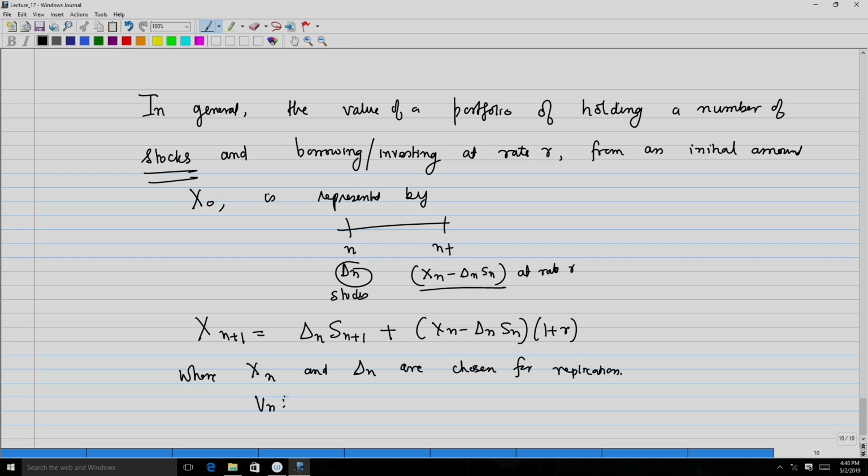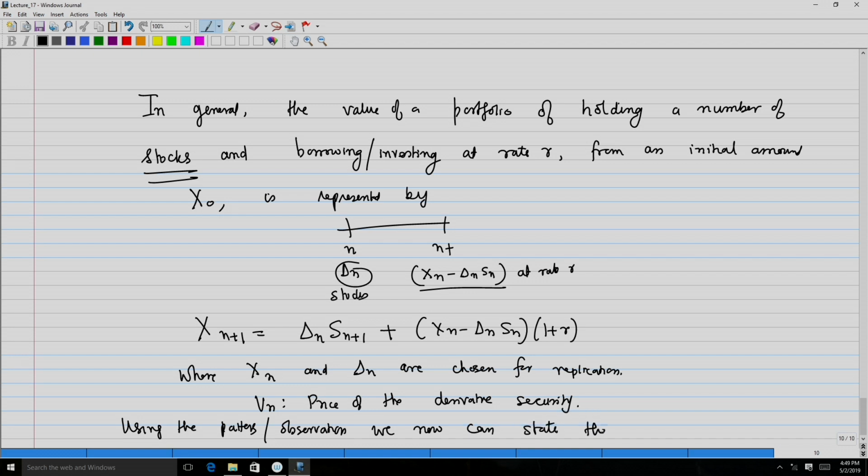And correspondingly the v n that you have is going to be the price of the derivative security, which in our case for most part will be treated as an option. Now, what you can do is that using the patterns or observations, we can now state the following, and I will state this particular theorem.